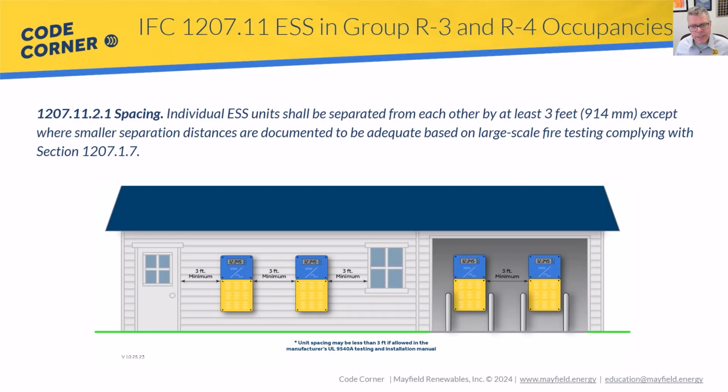So let's talk about spacing first. Spacing of our units, you can see the language there. So what code is giving us is this requirement, some charging language around basically how we're going to install these, how we're going to space these units. And we have the language there. Each unit shall be separated from the other by 3 feet, except where smaller distances are documented based on large-scale fire test.